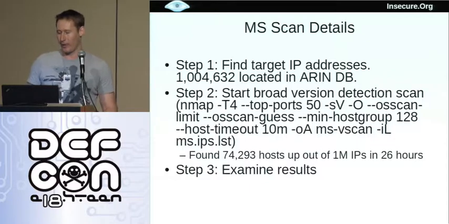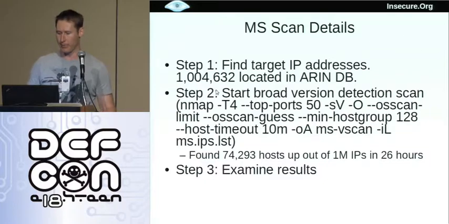I started with a broad version detection scan. I didn't want it to be super intrusive and detailed for the first scan. I wanted to have an idea of what was there, and then I could scan further once I've seen the initial results. That gives me faster results and makes it less likely to raise a lot of eyebrows.